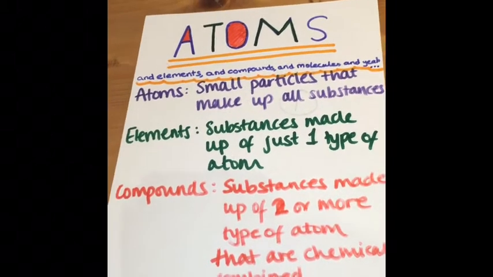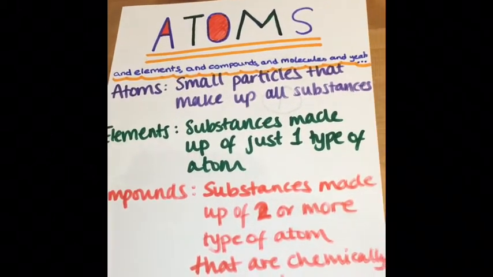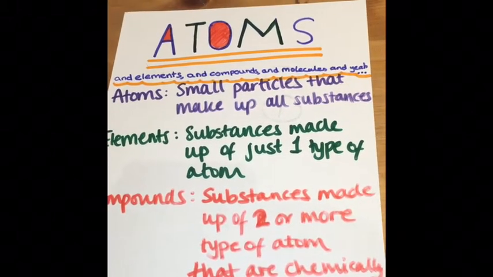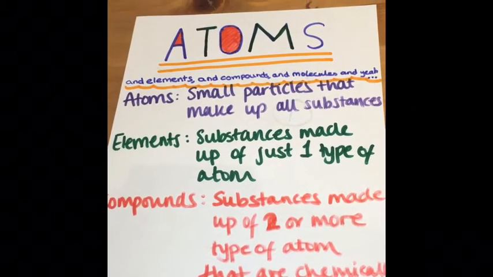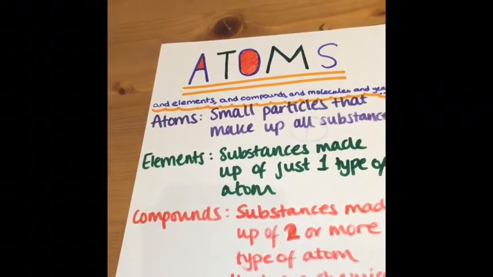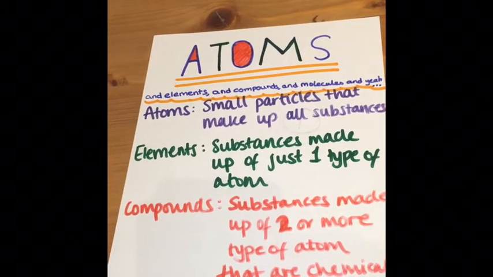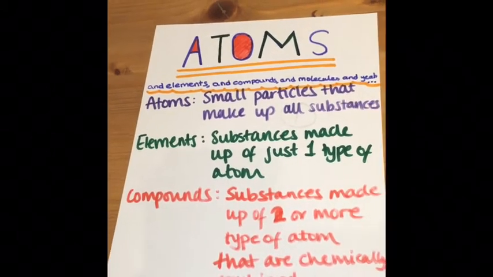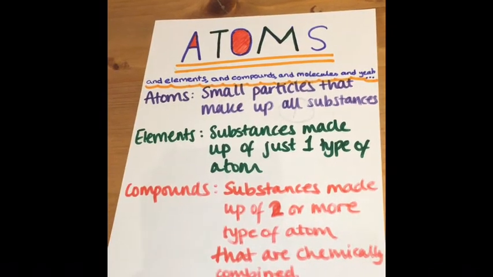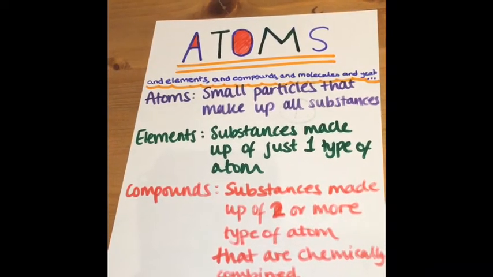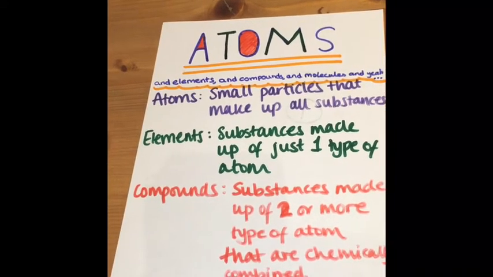Now, if a substance is made up of 2 or more types of atom that aren't chemically combined, that's called a mixture. So, for example, a mixture can be sand and water. You can actually take sand out of water. Whereas a compound is something like salt and water. You can't actually get rid of salt from water that easily. You can eventually, but it's quite difficult.